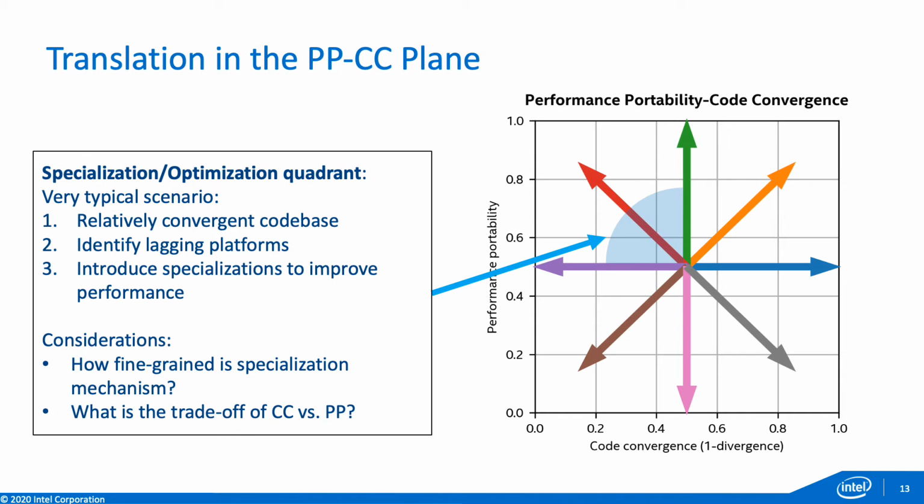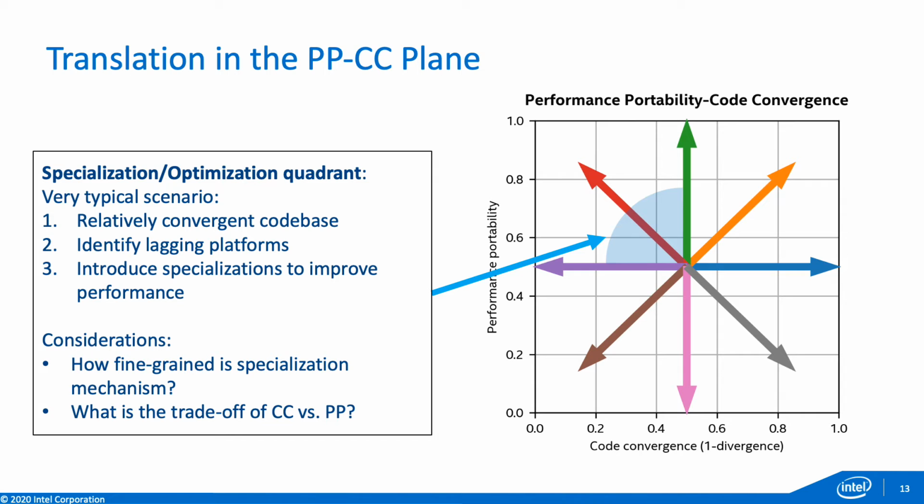Now, there are some considerations to have here. How fine-grained is the specialization mechanism, right? The slope of that line will depend on that. If you need to write a large amount of code, so if you need to introduce several new translation units, for example, several new files in order to support this, and perhaps abandon entire abstractions in order to get better performance, then you're going to see a large amount of code convergence drop, perhaps for very little performance portability increase.